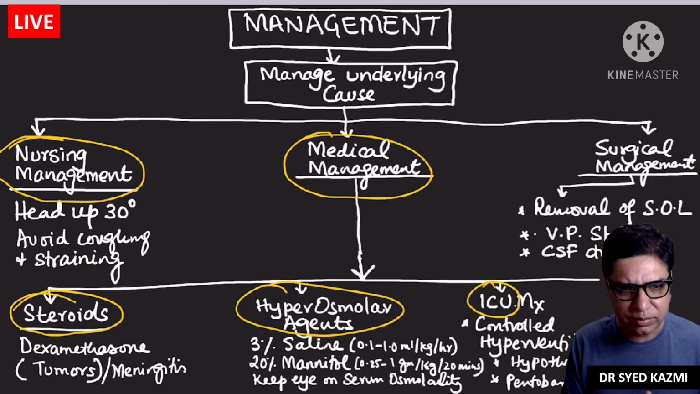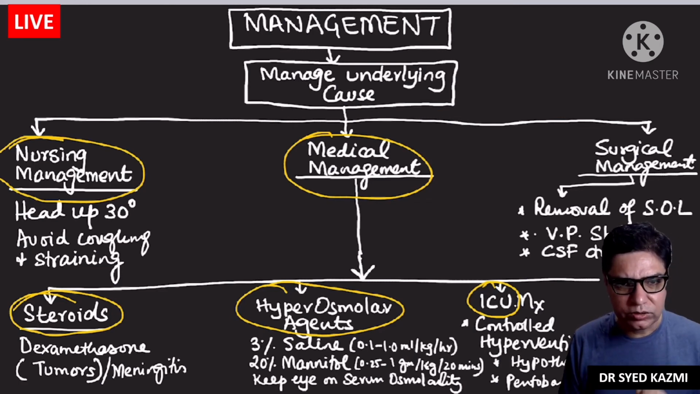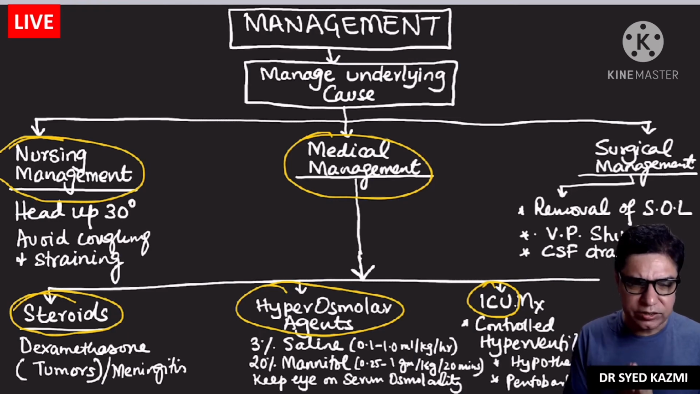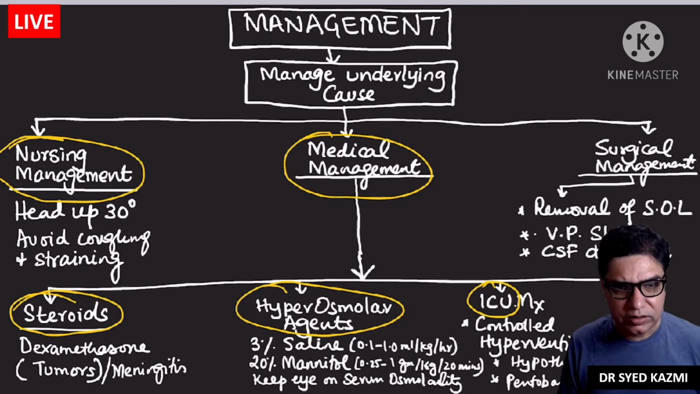That's not a big figure, but nevertheless, it still pins the importance of identifying and managing this condition. And usually it is treated by hyperosmolar agents. So the one that we prefer is 3% saline.